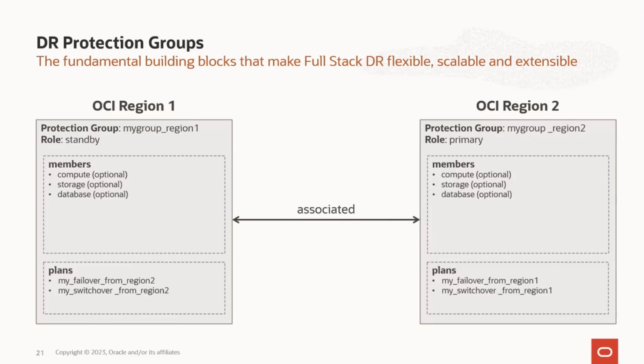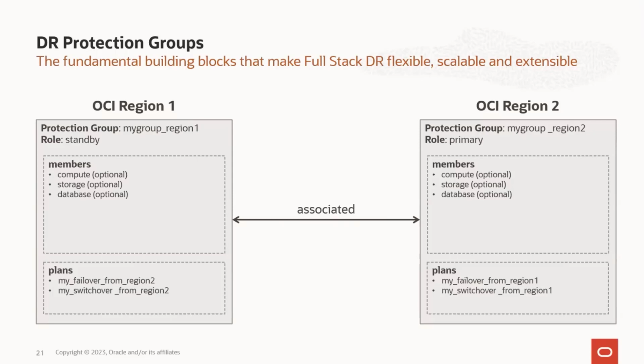Anyway, so you create a protection group in each region. You give it a name. I like to use the region name in the name of the group, so when I'm looking at it or operating on it, it reminds me of which region I'm really in at that point in time. Then you assign it a role. The role of primary and standby is a function of the protection groups, not of the region, because a region can be a primary and a standby for different business systems.